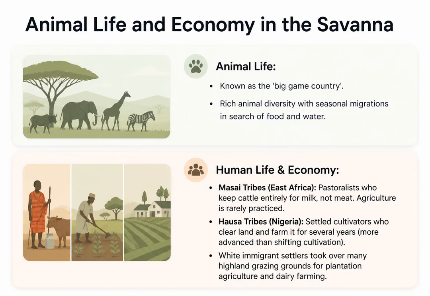The savanna is globally famous as the big game country, home to immense animal diversity and massive seasonal migrations driven by the search for water. Human life here is equally adapted to the landscape. In East Africa, the Maasai tribes are nomadic pastoralists. They revere their cattle, keeping them almost entirely for milk and blood, rarely slaughtering them for meat. In contrast, the Hausa people of Nigeria are settled cultivators who farm fixed plots of land. Historically, many of the best Great Highlands were taken over by colonial settlers to establish large-scale plantations and dairy farms.